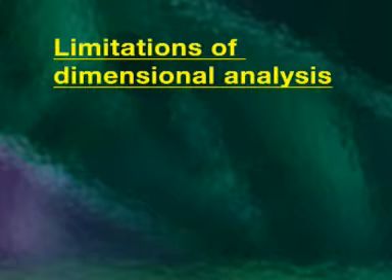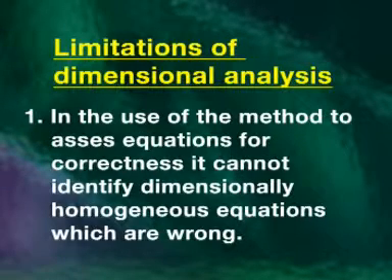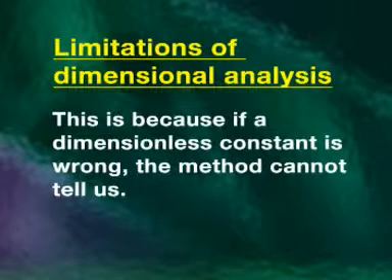Now let's consider some limitations of dimensional analysis. There are a number of limitations, but the most outstanding are: 1. In the use of the method to assess equations for correctness, it can't identify dimensionally homogeneous equations which are wrong. This is because if a dimensionless constant is wrong, the method cannot tell us.